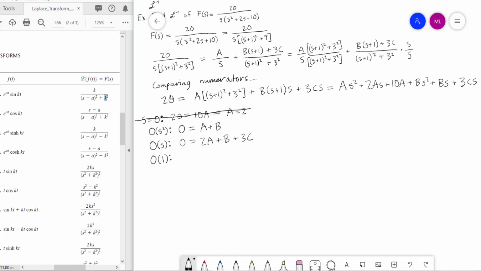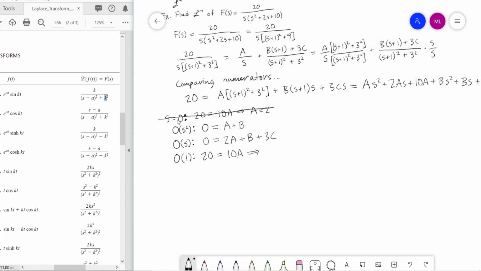And then for the last one, the constants, the order 1 terms, on the left we have a 20. And on the right, the only constant that shows up, since the other terms are s squared and s terms, is this 10a term. So 10a. This gives us the same equation that we got back earlier when we plugged in s equal to 0 up here, the one that we crossed out. So we could have used this piece instead of this piece, and it would have given us the same information.